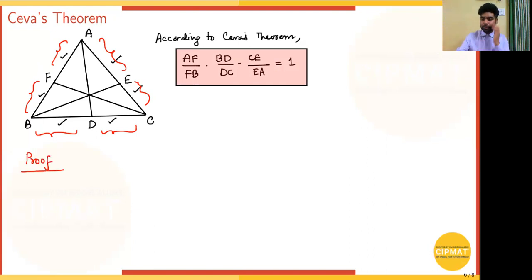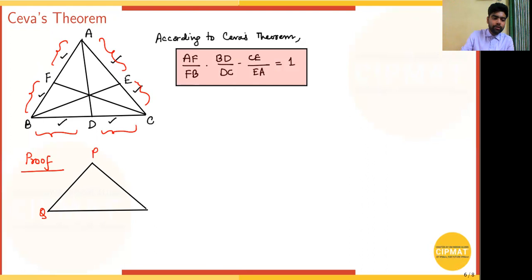Before I go into the proof, I would like to tell you something. Let's say that you have a triangle like this. And let me name this triangle, of course. Let's say this time it's P, Q, and R. This is the triangle that I have. And let me just draw a simple line like this, and let's name this point M.